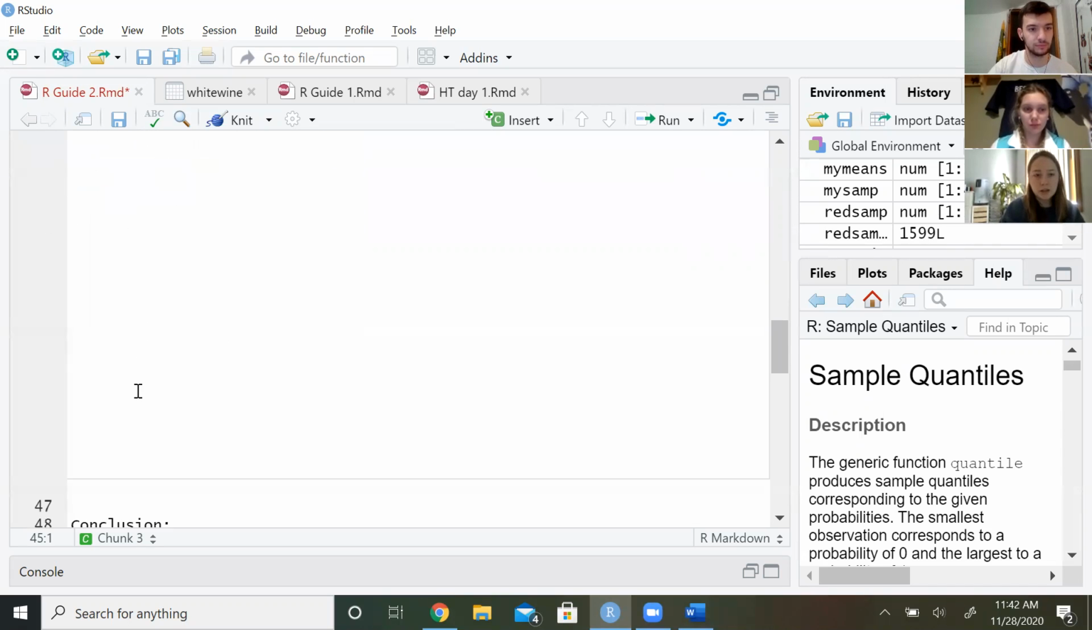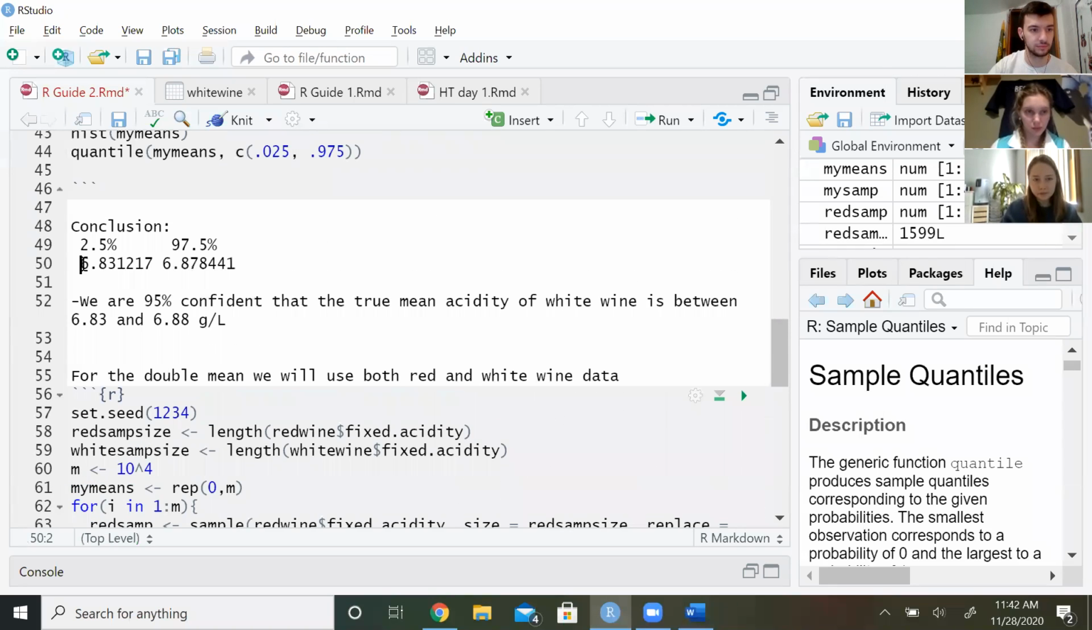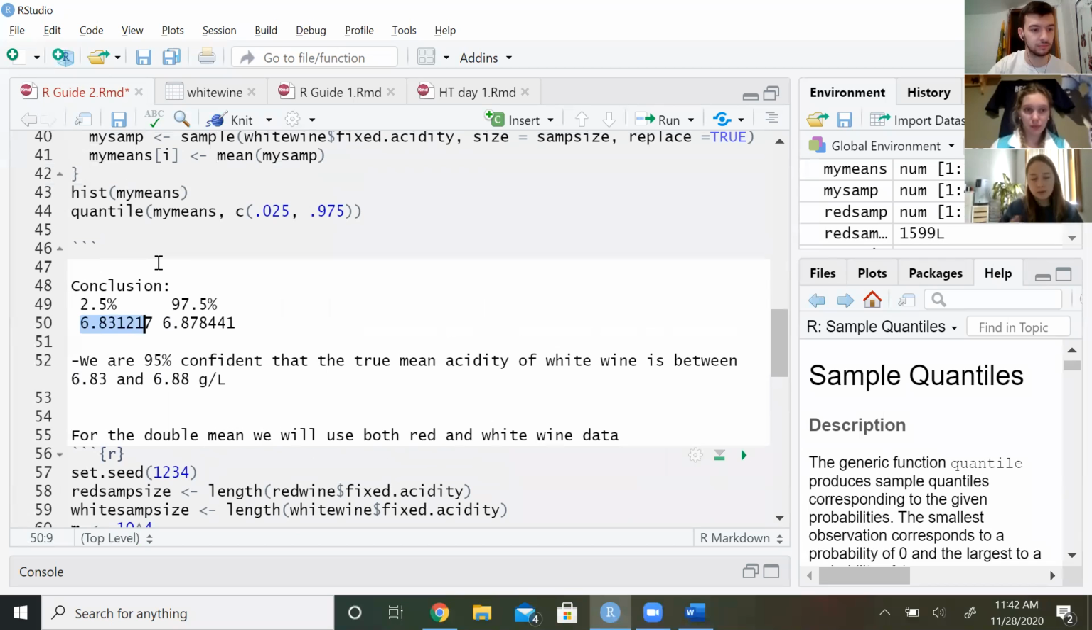So then I can go into the conclusion. We have the data copied right down here, so we can see that our lower bound is 6.83 and our upper bound is 6.87. So essentially what this is saying is that we are 95% confident that the true mean acidity of white wine is between 6.83 and 6.88 grams per liter.